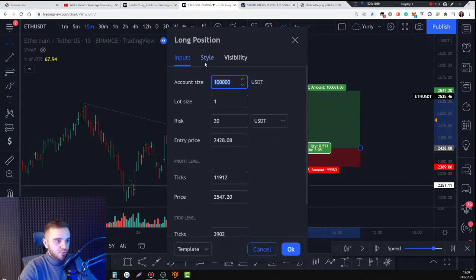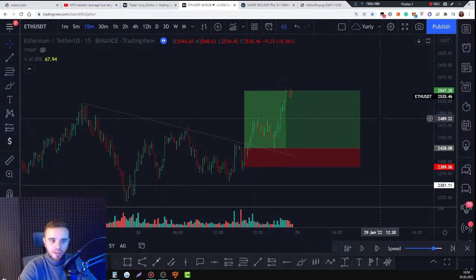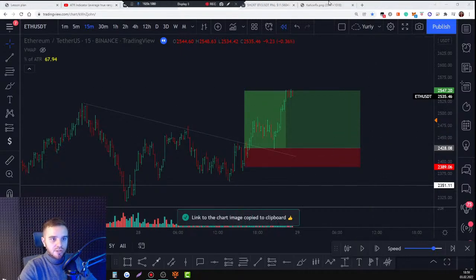I recommend that when you decide on styles, you add these price labels, because without price labels you don't know where you should set stop losses and take profits. That's why always add price labels. It is really the best tool. And let's make a screenshot of this.